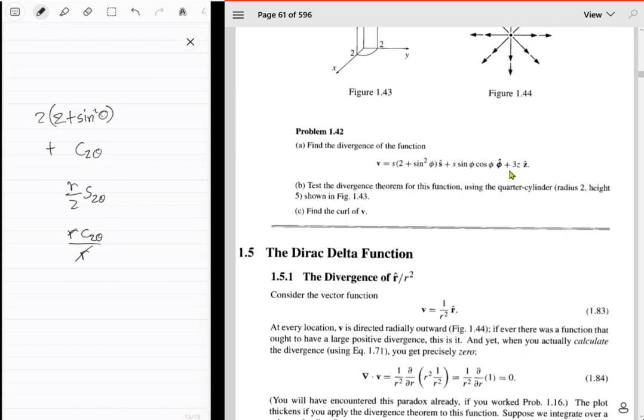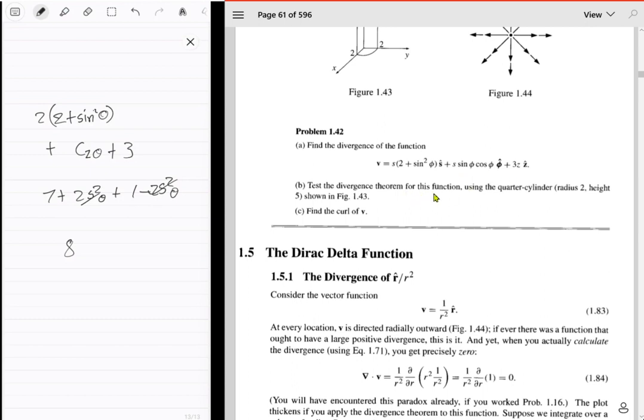And then finally we've got partial u_z upon partial z, which is just 3. So here you go. That's our divergence: 7 plus 2 sine square theta plus sine of 2 theta. Wait, you can actually write it like 1 minus 2 sine square theta. Guess what this cancels? You just get 8. 8 is the divergence of this thing.